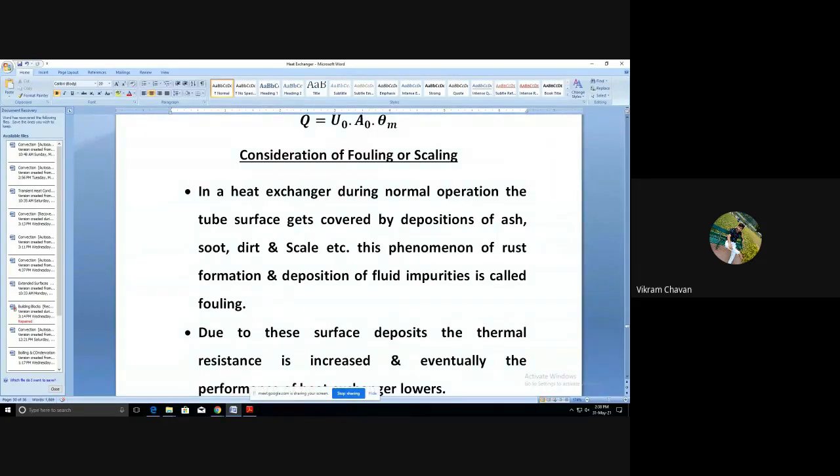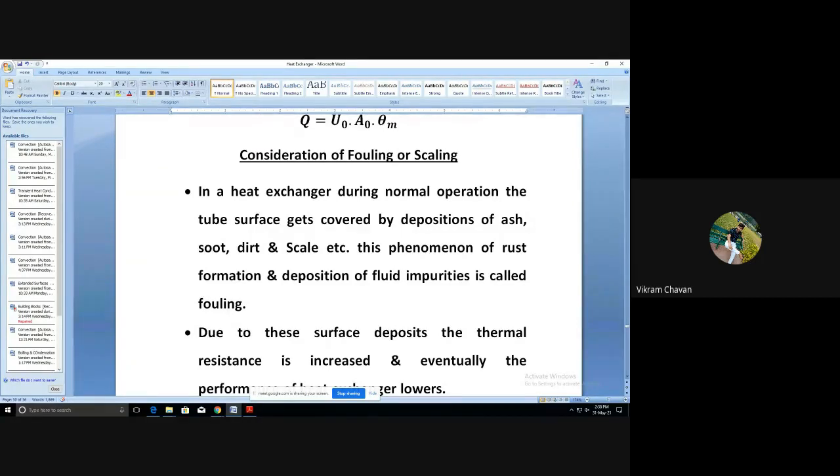So the formation of such a deposition or impurities on the heated surface area, or the heat exchanging surface area, is called fouling. That particular deposition or scale will provide an extra resistance. If the layer forms, then one extra resistance will be available there for the heat transfer.